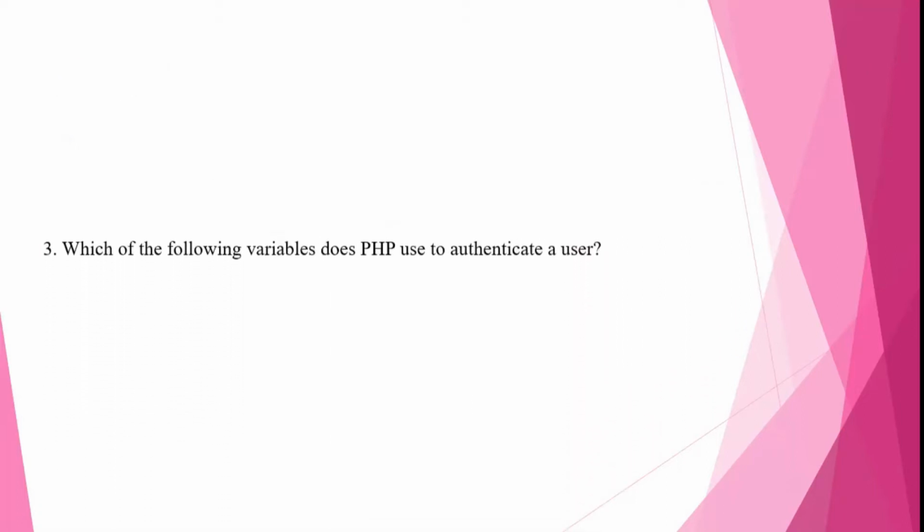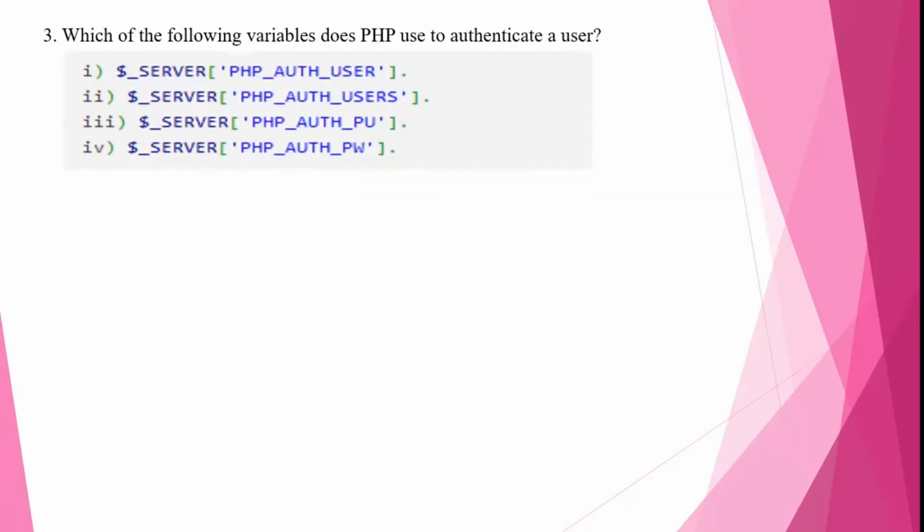Next one, which of the following variables does PHP use to authenticate a user? First option, $_SERVER with PHP_AUTH_USER. Next one, there will be a user. Third one, there will be a PW, and the last one, there will be a PW.